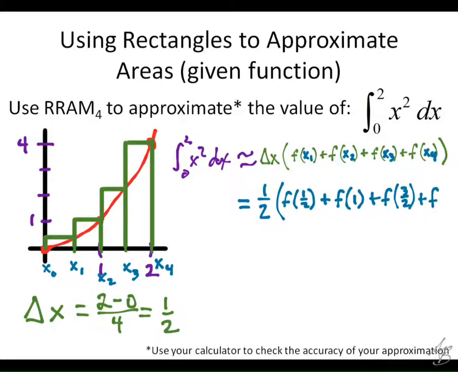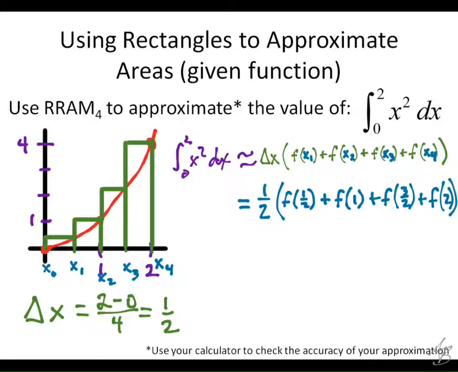Plus f of 2. You guys are probably getting sick of me saying this, but how do we get the 2? Adding delta x again. So we start at the left endpoint and add delta x 4 times. Okay? I think you're kind of seeing the beginnings of a formula there, right? Okay, cool. We'll get to that later, though.